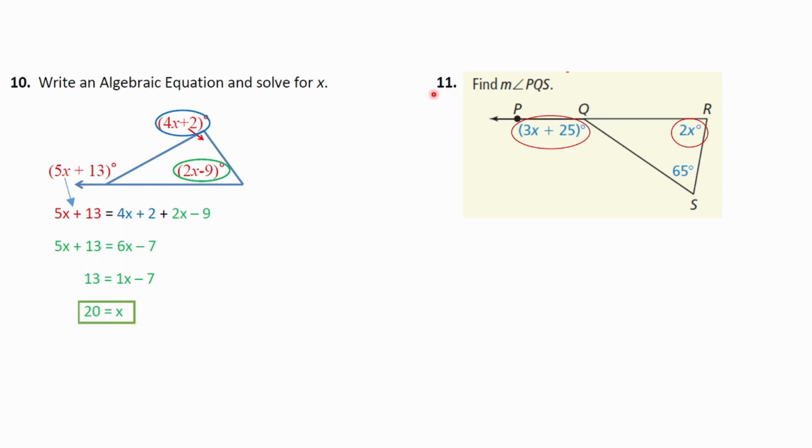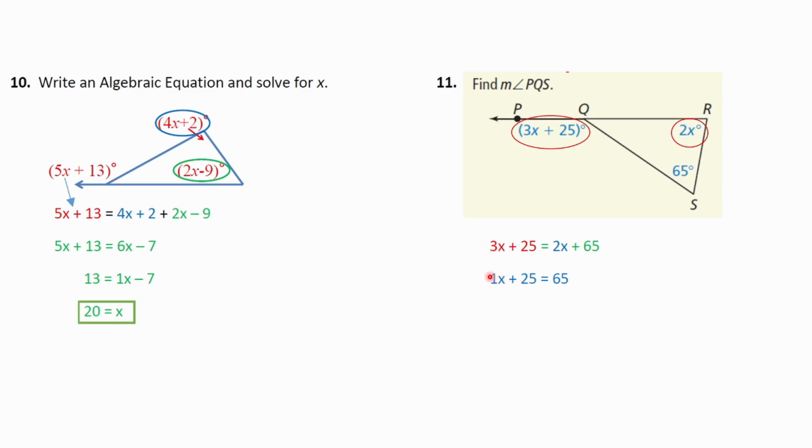All right, let's look at number 11 here. Once again, I have my exterior angle circled here, 3x plus 25. And then I need to add those two interior angles, those non-adjacent interior angles, 2x and 65. So 3x plus 25 is equal to 2x plus 65. And then if I subtract 2x from both sides, I don't have any like terms to combine on either side, so I'm going to go ahead and start by subtracting that 2x over.